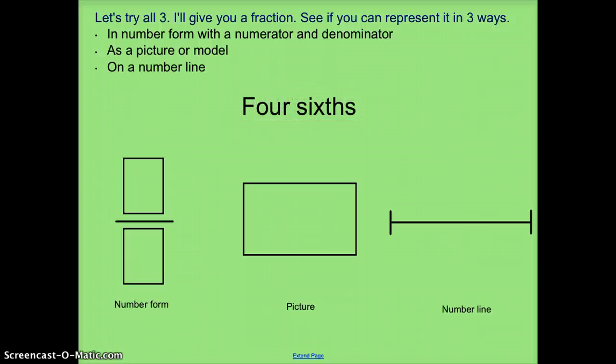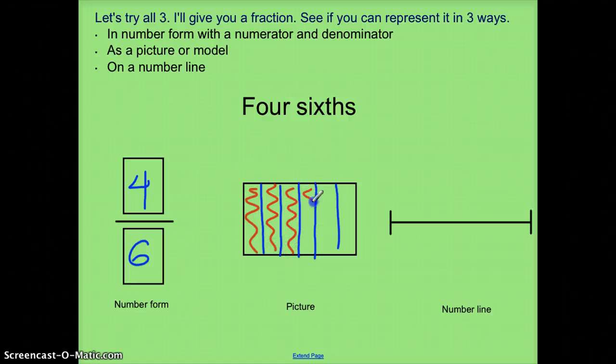4/6, so I'll think about that. 4/6, and I need 6 parts, so I'm going to divide it in half, and then divide each half into thirds, which is going to give me 6 total, but I'll double check. 1, 2, 3, 4, 5, 6. I'm going to shade in 4 of them. 1, 2, 3, 4. And last we'll do a number line.